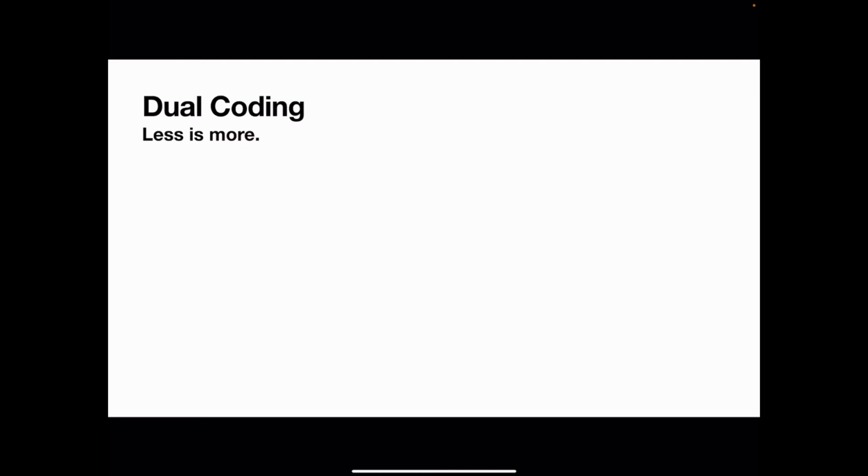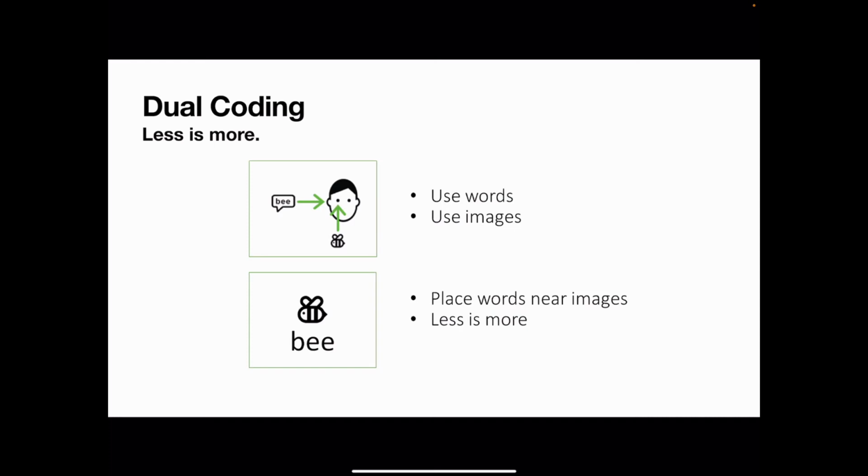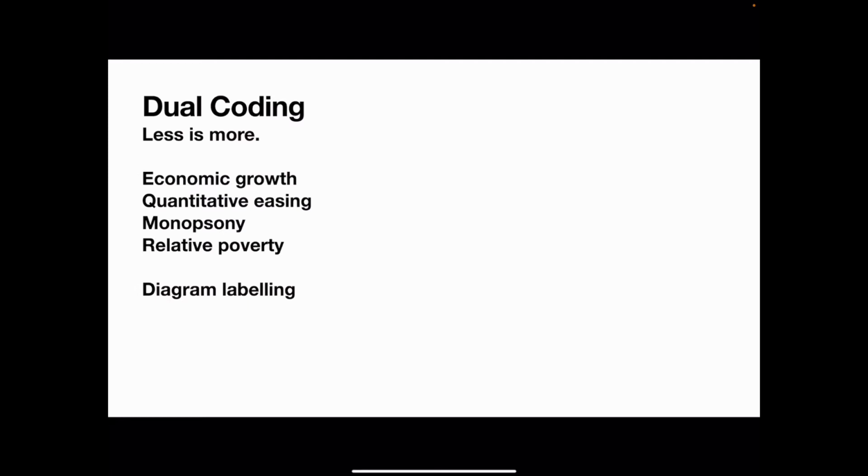Okay, so really, I think, the idea definitely is use words and images to get that double trace, place the words near the image that you're using, and really less is more. Try and think about reducing the amount of words that you need to use. So here are some examples of topics where I deliberately try to apply this, and you'll see there's some examples of these on the next few slides.